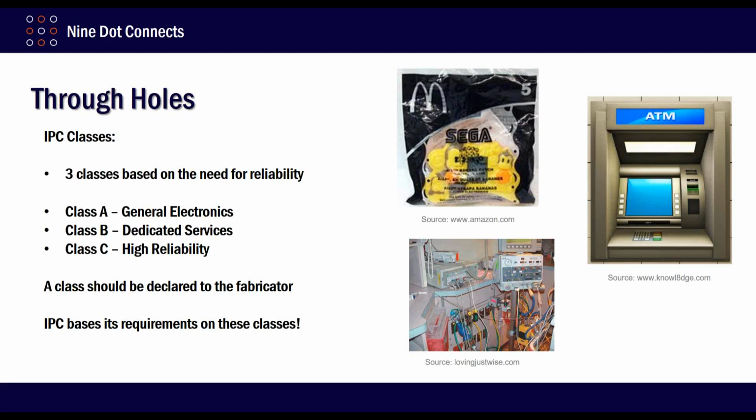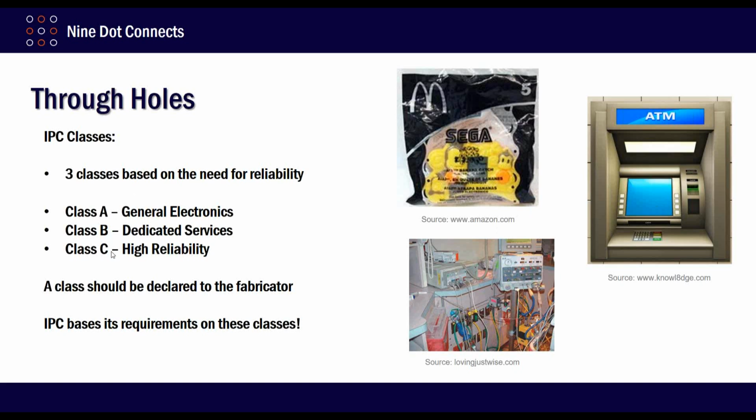And lastly, we have Class C, which is high reliability. This is in the situation of avionics equipment or in your vehicles, especially if they're doing drive-by-wire, and even life support systems. If these systems go down while they're in use, lives are either going to be at risk or they're going to just be lost. And so that's why they have these different classes.